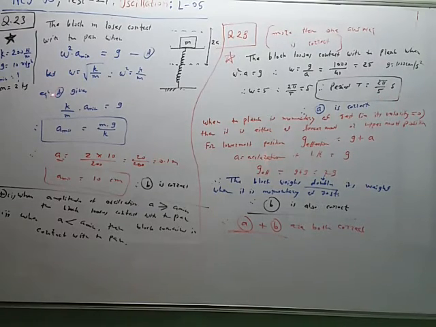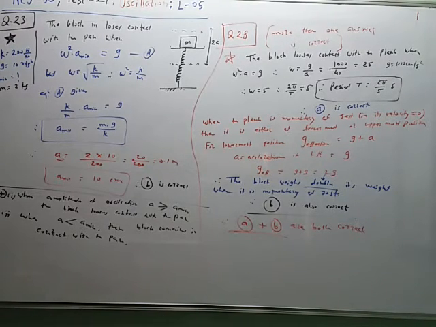The plank is momentarily at rest, that is, velocity is zero, when it is either at the lowermost or uppermost position. These are both extreme positions, and we know that during SHM at the extreme position the velocity becomes zero.